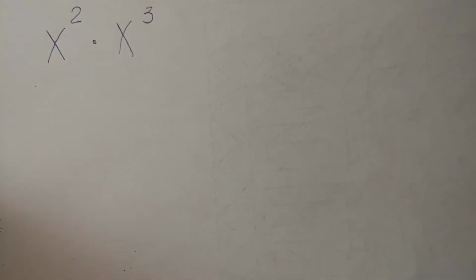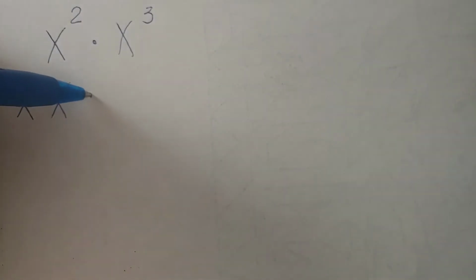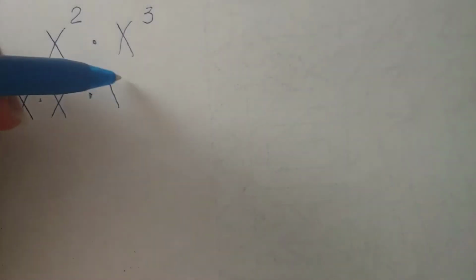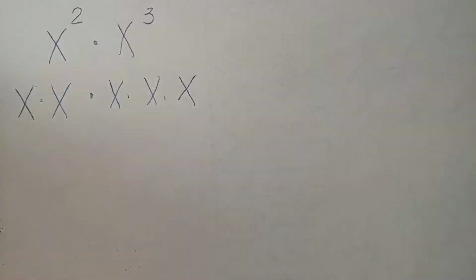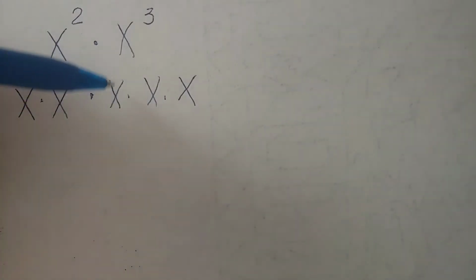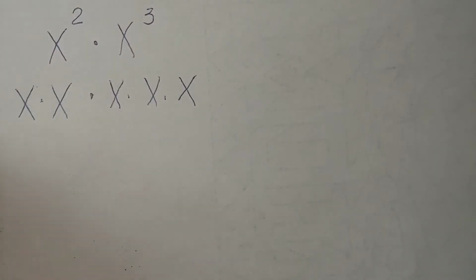So if I have something like this, x to the second power times x to the third power. What does that actually mean? What is x to the second power? X to the second power is x times x. And this is being multiplied by x to the third power, which is x times x times x. So what is actually happening here is 1, 2, 3, 4, 5 x's being multiplied together.